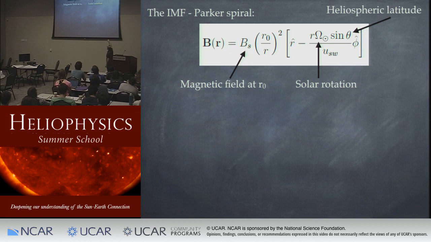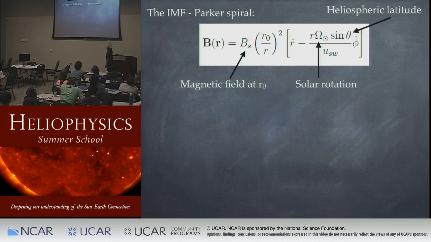Then the ratio, or the difference, between the radial and the azimuthal component will be dictated by this term, which is the radial speed and the rotational velocity, if you like. This is this term here, omega Sun. This is the rotation of the Sun. There's also a latitudinal dependence as well.